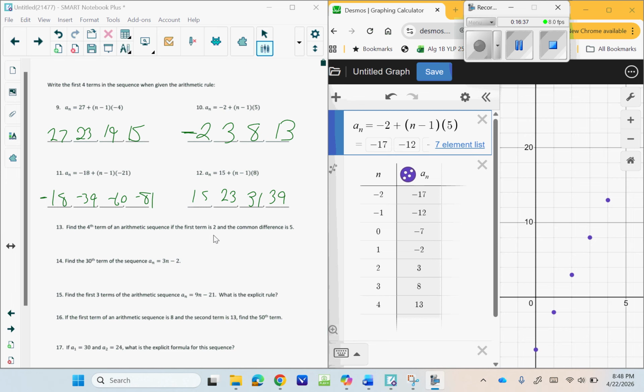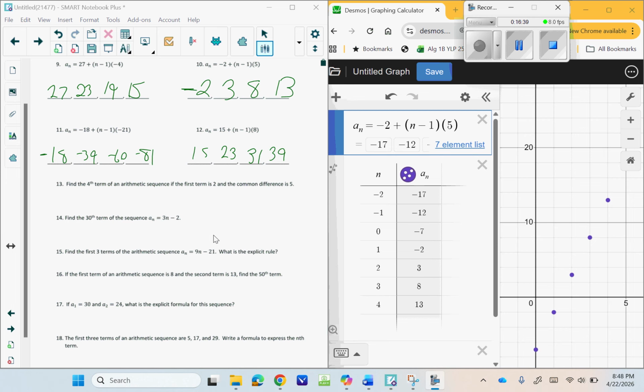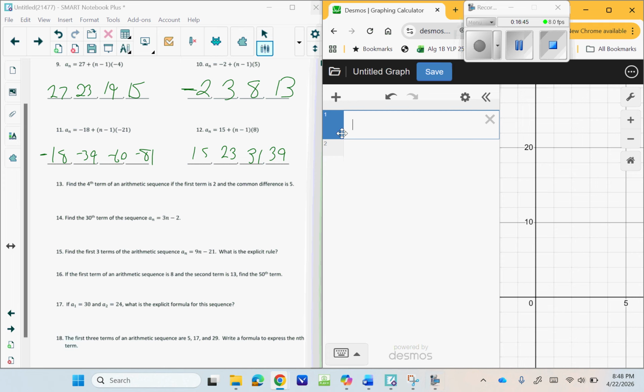Okay, so these are the 4 terms for 11 and 12. And again, you could do it on Desmos, you don't have to. Okay, so let's go on to 13. So 13 through 18 are just various word problems, and you just kind of have to roll with it. So let's see what it's asking us to find.